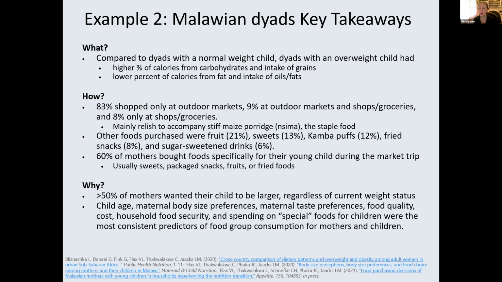So results from their pile sorts, interviews, and surveys suggest that greater than 50% of mothers wanted their child to be larger regardless of current weight status, and that was including for children who were in the overweight status. That child age, maternal body size preference, maternal taste preference, food quality, cost, household food security, and spending on special foods for children were the most consistent predictors of food group consumption for both mothers and children, and that included both healthy and unhealthy foods.